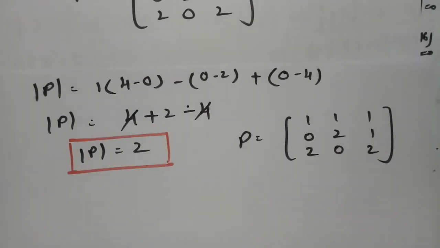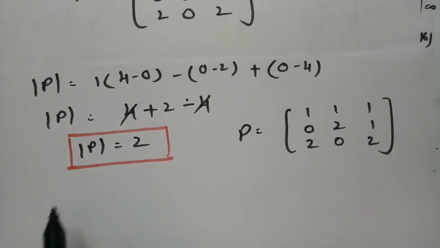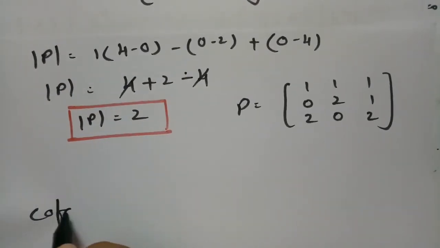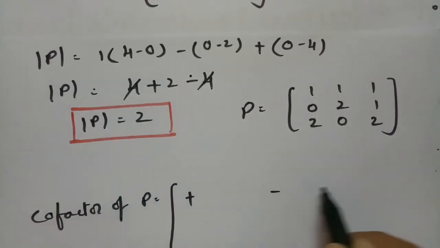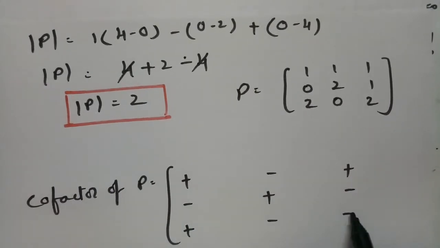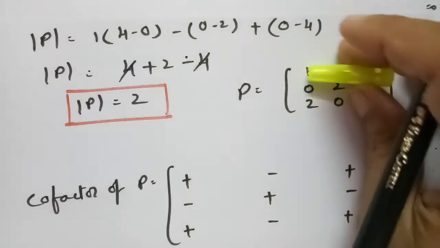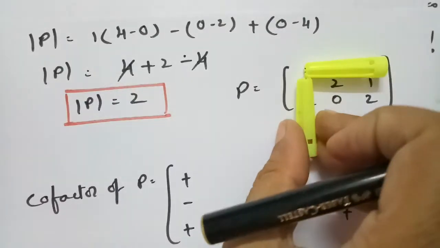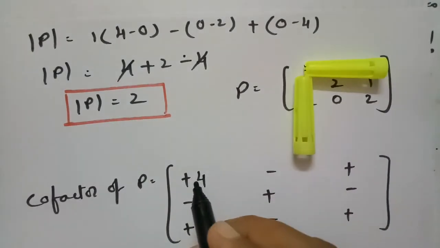So first of all I have to find out the values. For that, I am going to show all the values here. First of all I have to find the cofactor matrix. So this is the cofactor of P. For the cofactor of P, the signs are plus, minus, plus, minus, plus, minus, plus, minus, plus. So I have arranged everything. For the first element, we have to close this row as well as this column. Then this matrix gives 4 minus 0, so this will be plus 4.